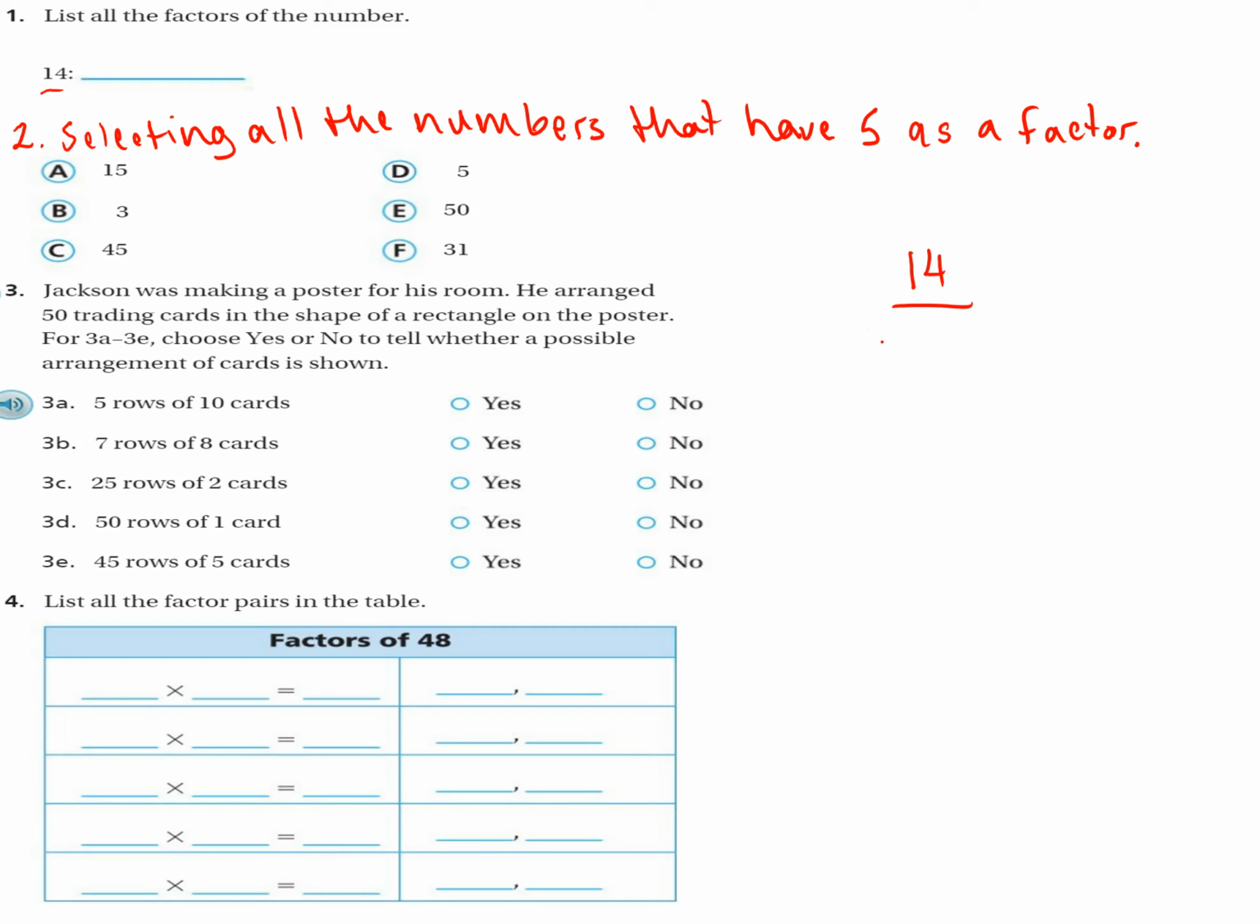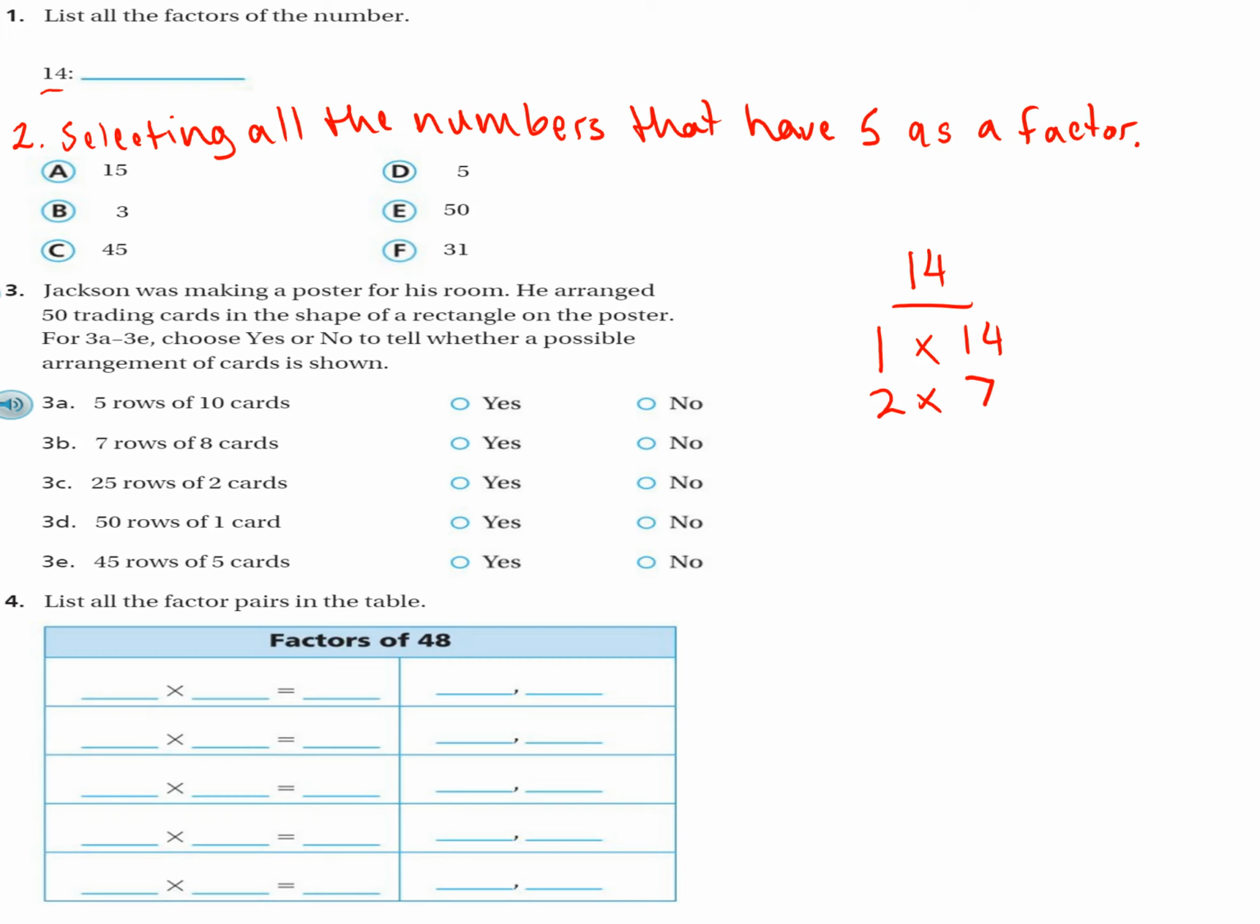And remember, factors are few. I always start with 1 and the number itself. 1 times 14 is one way to get 14. Then I go to 2. Will 2 work? Well, the number ends in a 0, 2, 4, 6, or 8, so I know 2 will work. 2 times what gives me 14? 2 times 7.